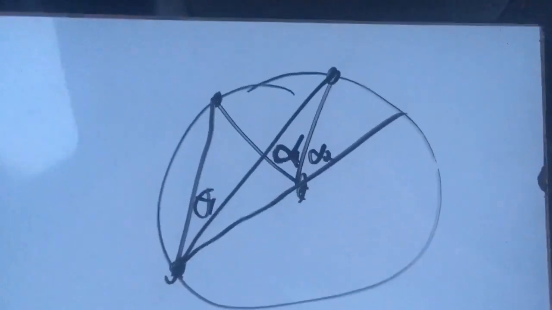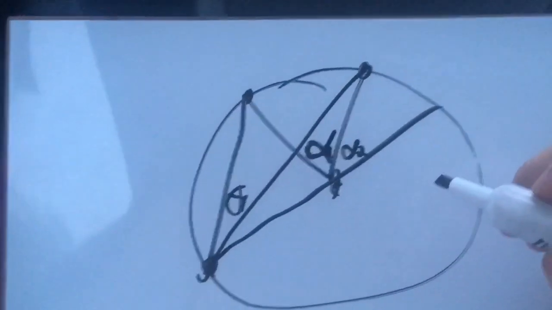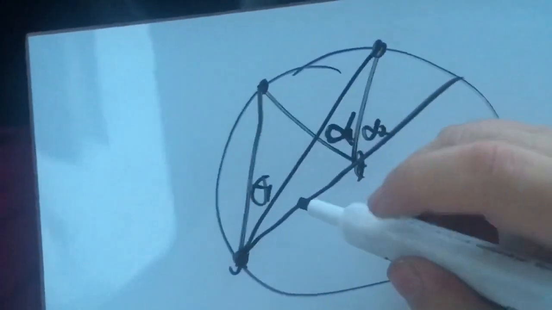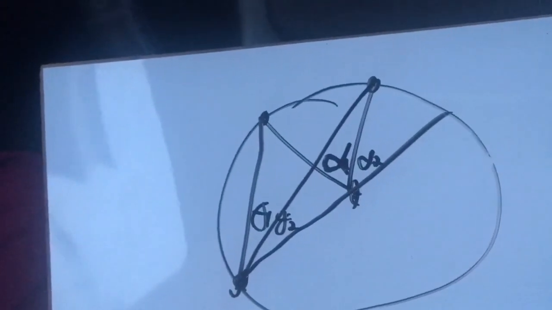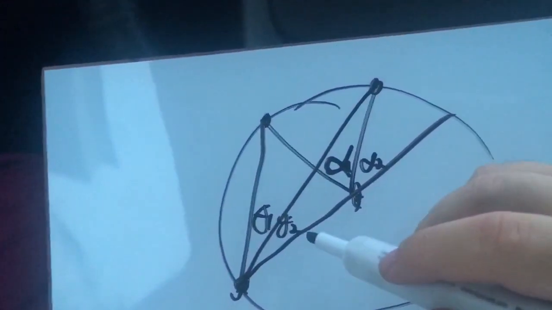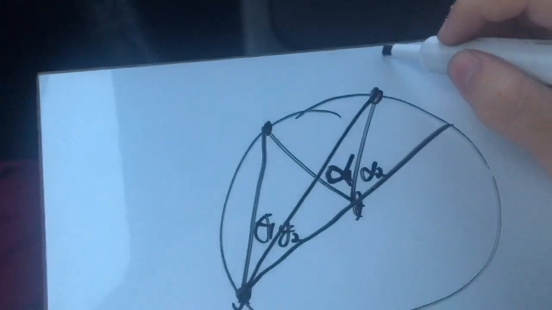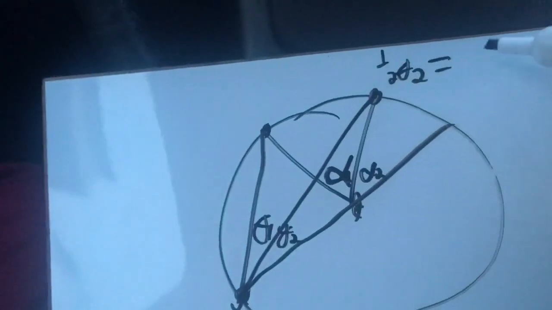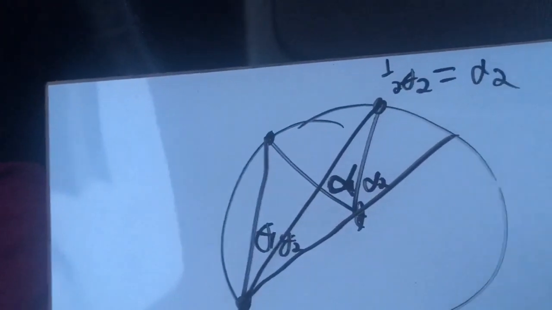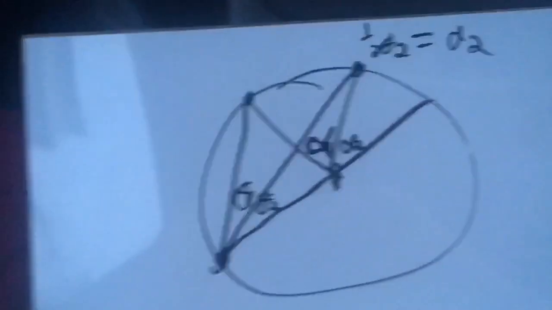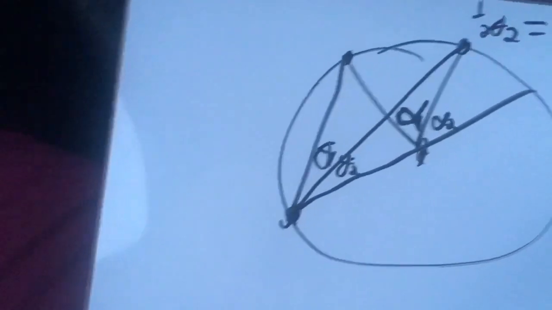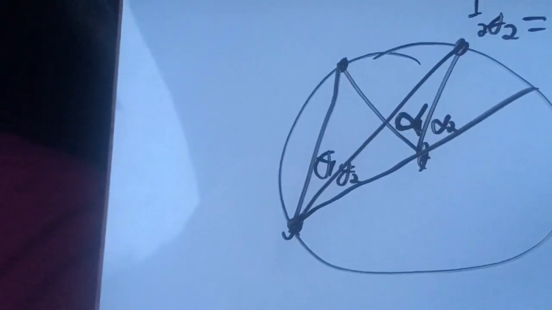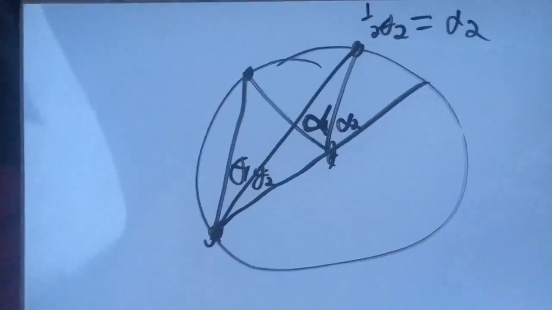My camera ran out of storage. But where was I? Alpha 2. This is alpha 2, and this is theta 2. So we know that half theta 2 is equal to alpha 2. And let's see, from there, where did I go from there? I'm trying to remember.